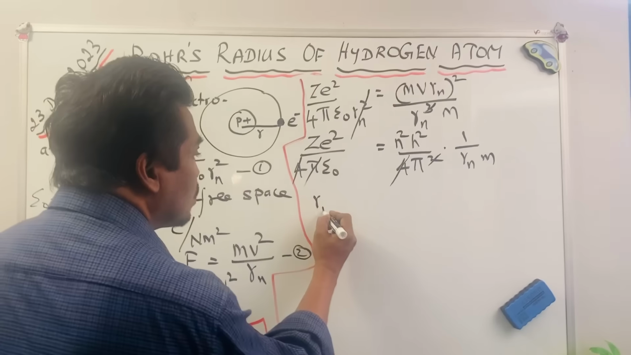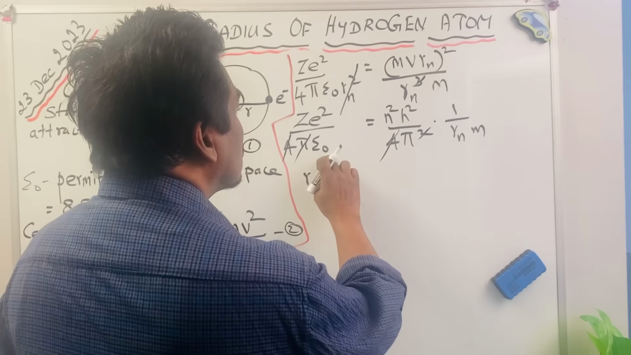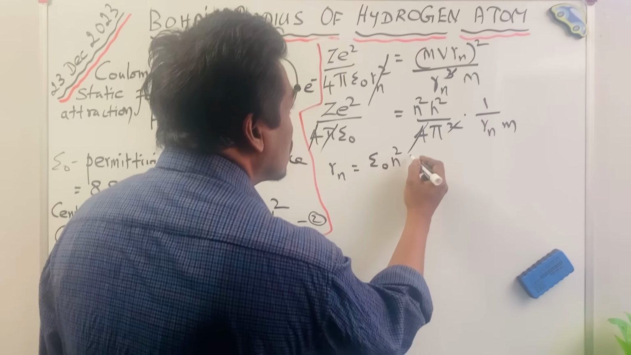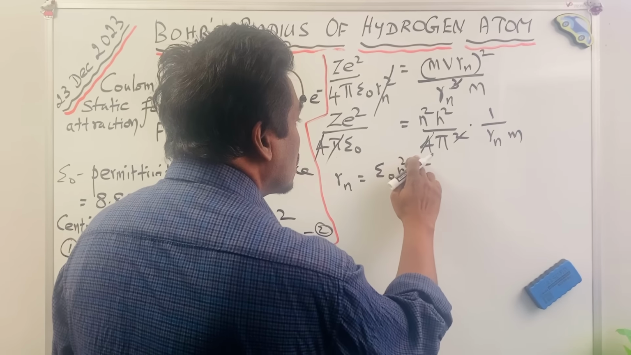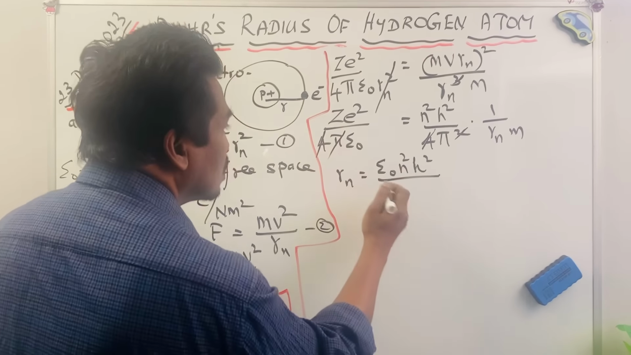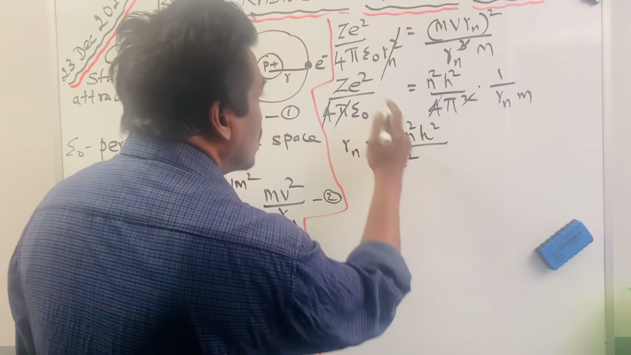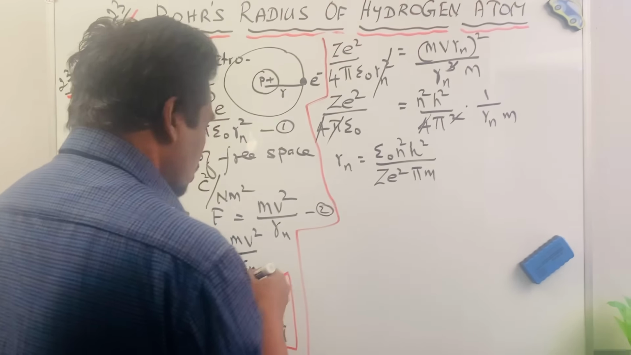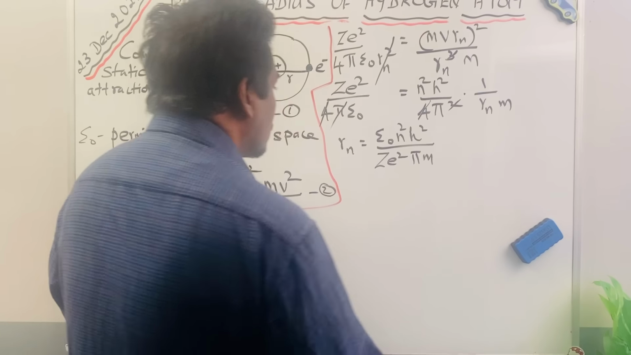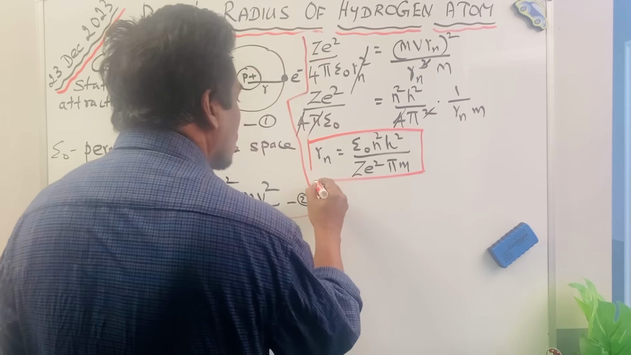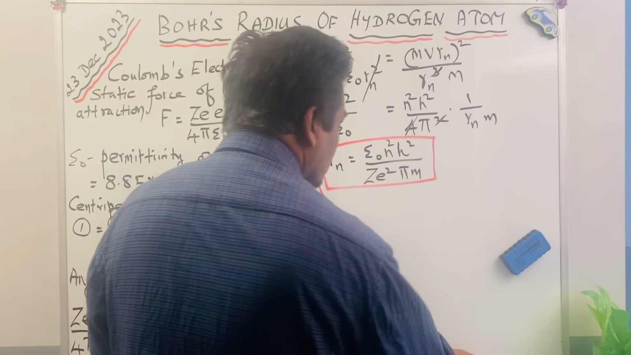So Rn will be equal to, we can cross multiply, epsilon 0 n square h square over Z e square pi. Yeah, it's the most important formula, and I will discuss a little bit about the value of epsilon 0.